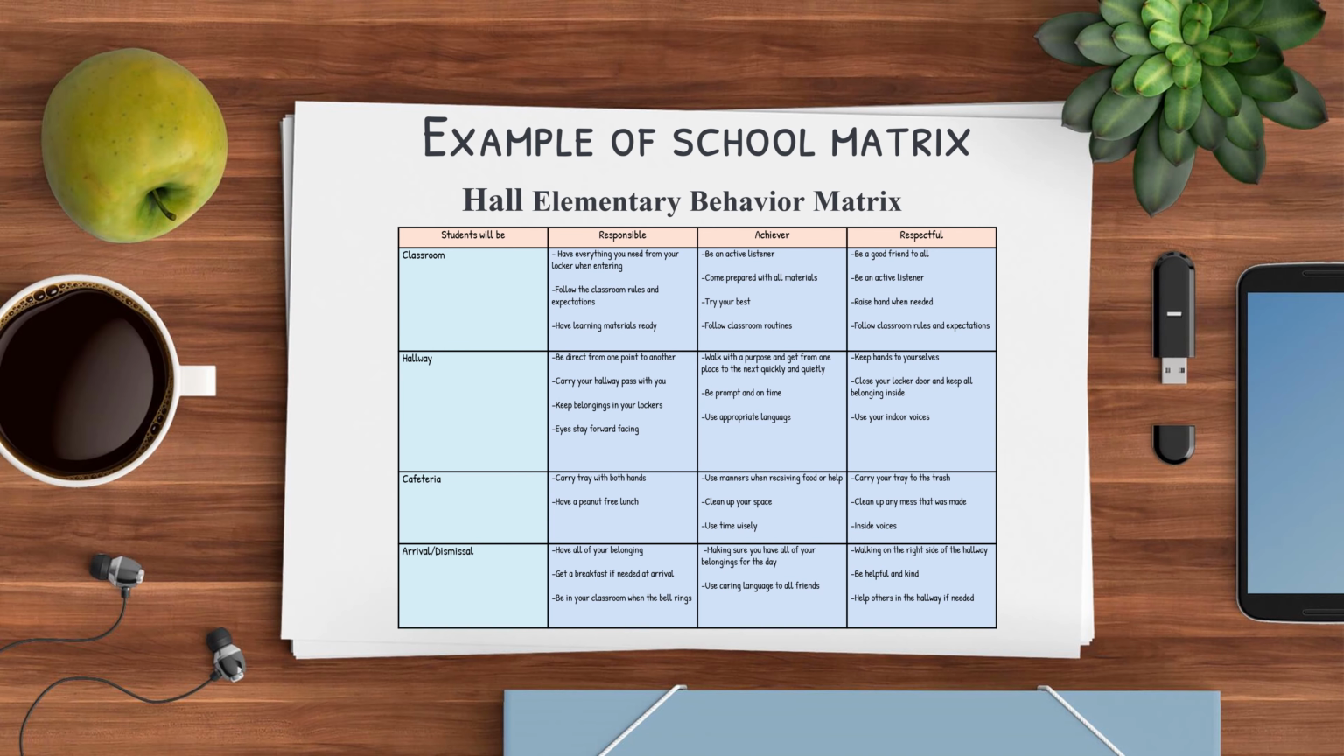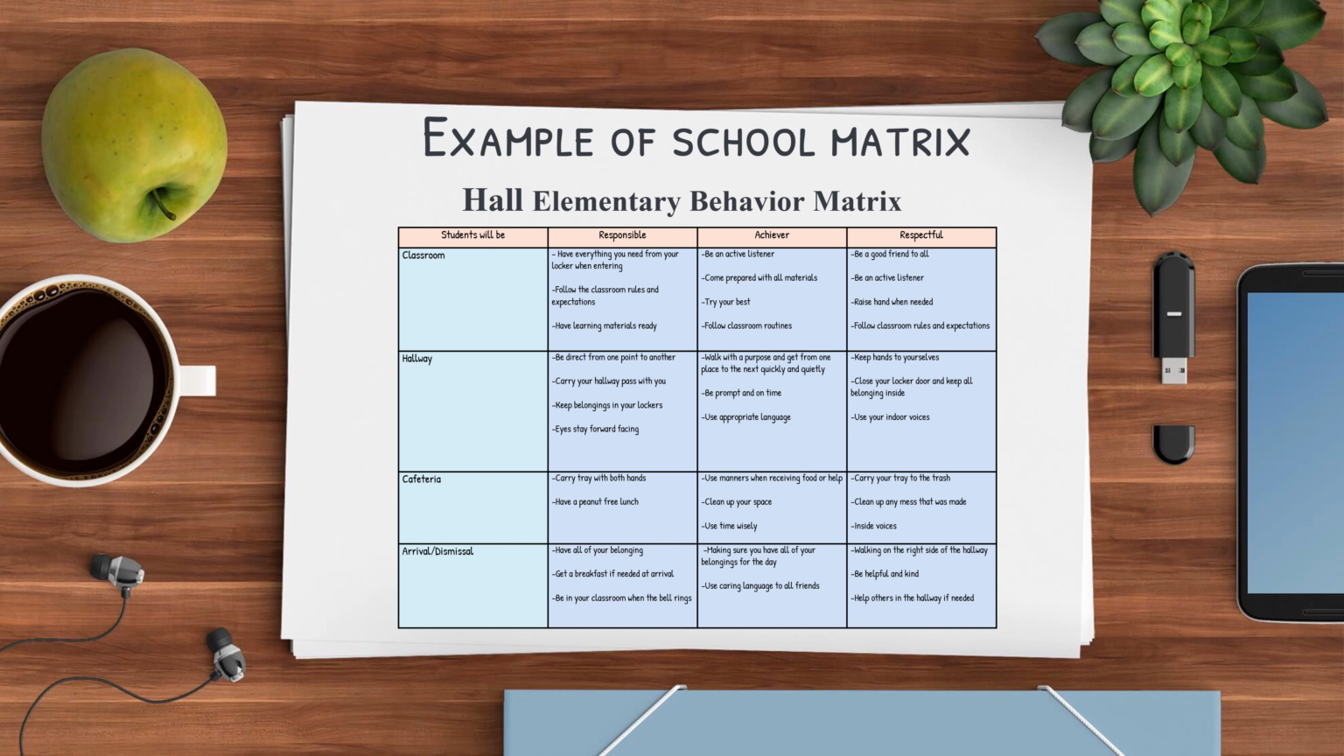Let's take a look at a school matrix example. As you can see, the top is the character traits that we would like students to have, and on the side is an example of where those students are going to be using them. So for this behavior matrix, it's the classroom, hallway, cafeteria, and arrival and dismissal.